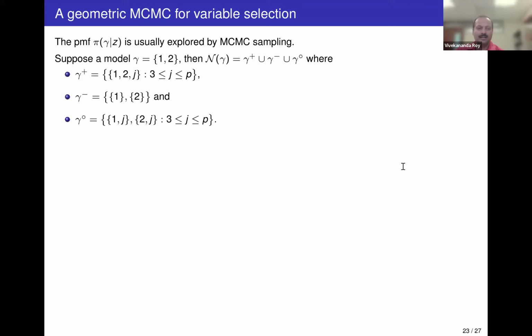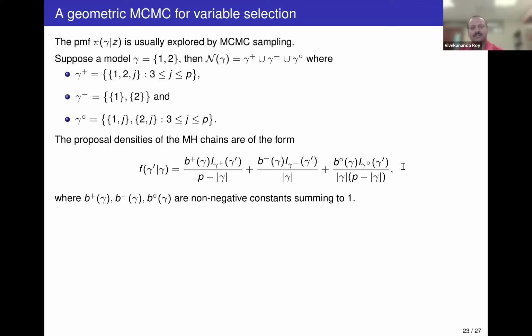And in the MH algorithms that are available in the literature, the proposal is simply a mixture of these three types of moves. Okay, that's the proposal density, where these coefficients B plus, B minus, and BO can depend on current gamma and sum to 1. So we will take that as our base proposal F.